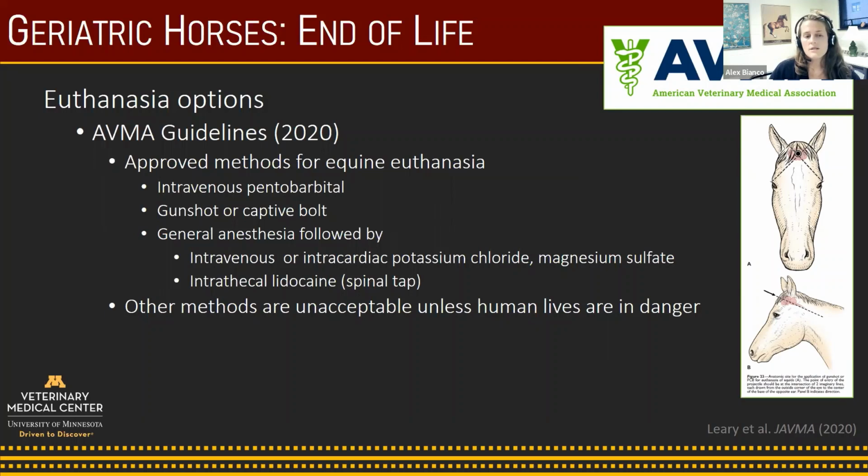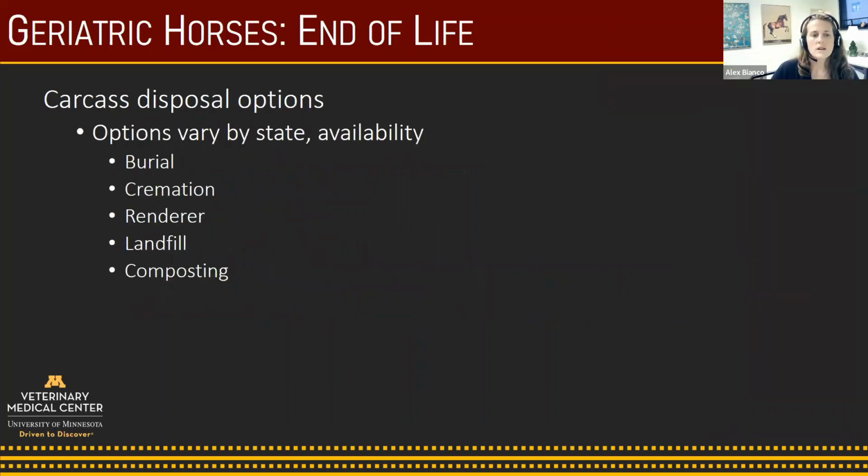And then the other ones require the animal to have general anesthesia, and then some other options can be used, including intrathecal lidocaine, which has become more popular. You may have actually had a horse euthanized that way, but that horse would then undergo general anesthesia, so they'd be laid down, and then a spinal tap is performed to euthanize them with lidocaine. Other methods are unacceptable or considered unethical unless human lives are in danger. So there's always kind of that stipulation that if someone's going to get hurt, you do what you need to do.